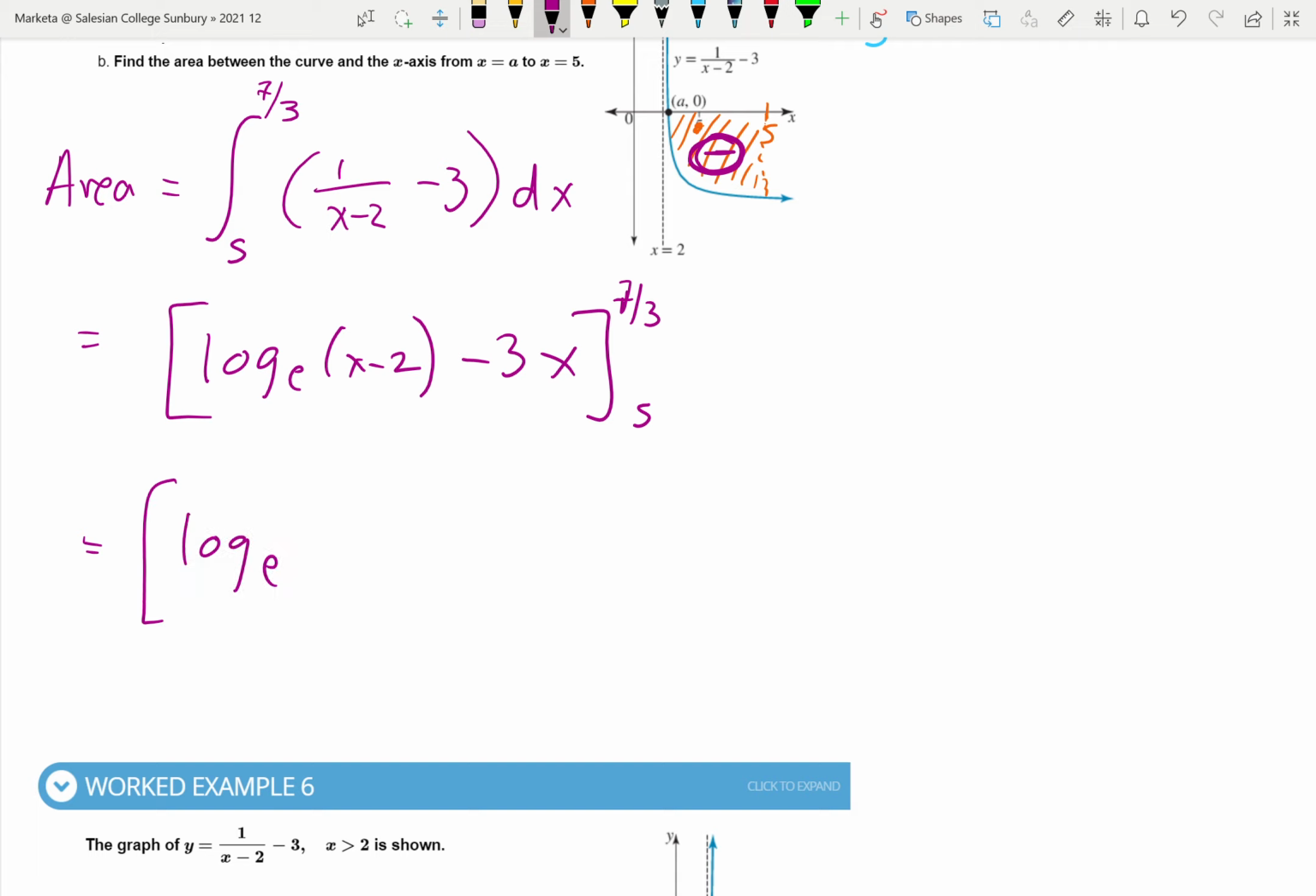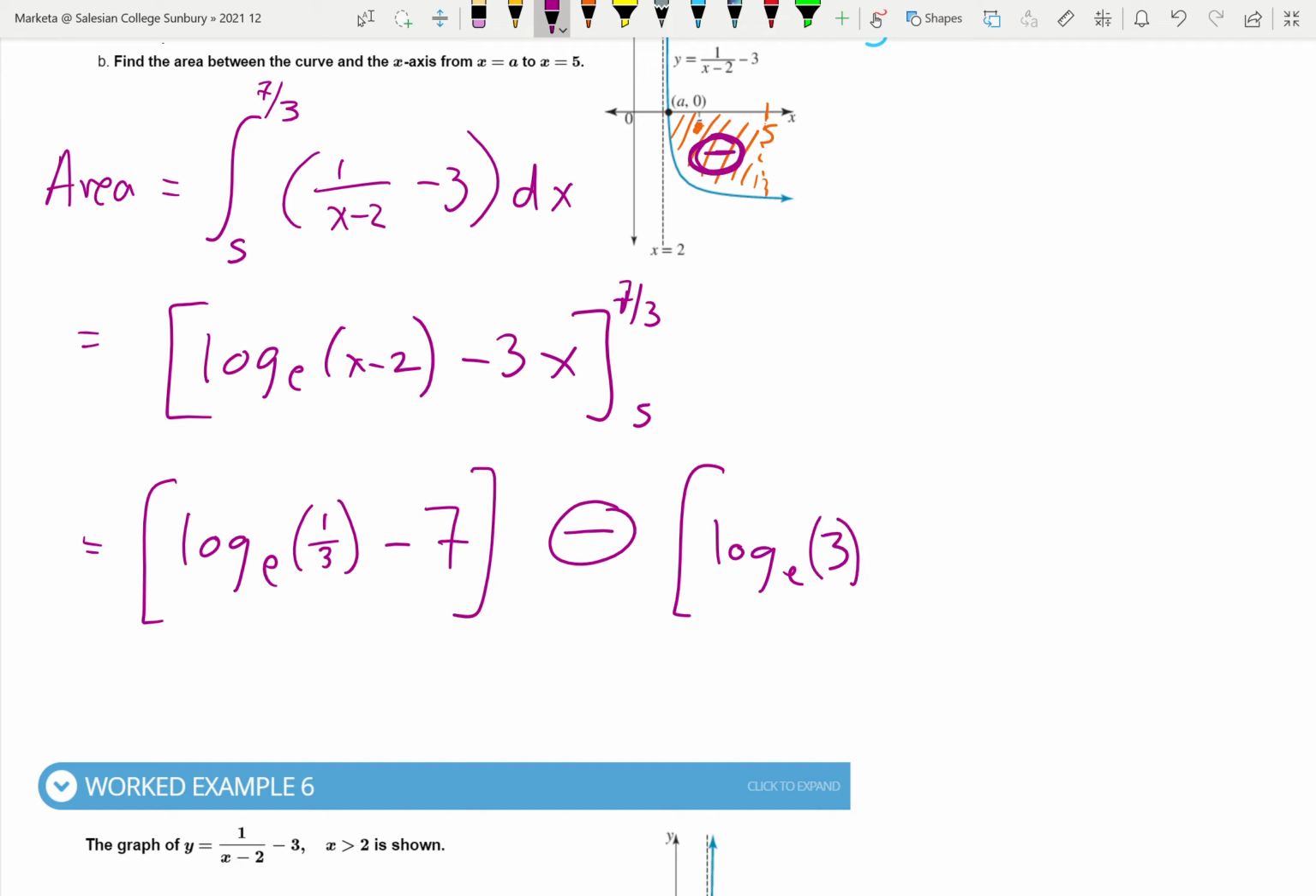Log e, 7 on 3 minus 6 on 3 would be 1 on 3 minus -3 times 7 on 3. Those 3's will cancel, so it's going to be minus 7. And we need to subtract when we sub in 5. So log e 3, so 5 minus 2 is 3. And minus 3 times 5 is 15.